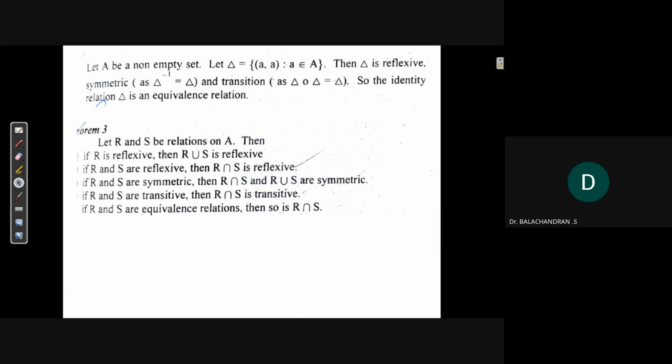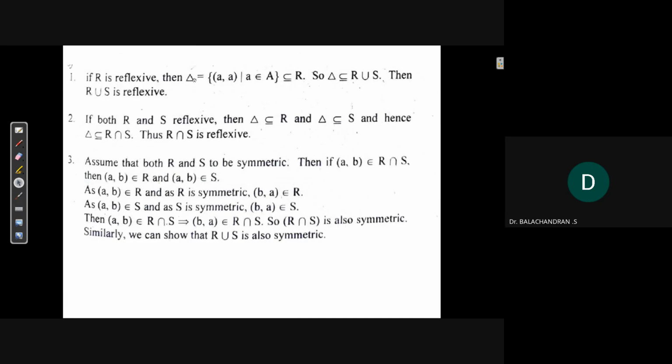Delta is a subset of what? R. R is reflexive, so delta is a subset of R, maybe equal. Delta is a subset of R. If delta is a subset of R, then delta is a subset of R union S. So if delta is a subset of R union S, then R union S is reflexive by the definition.